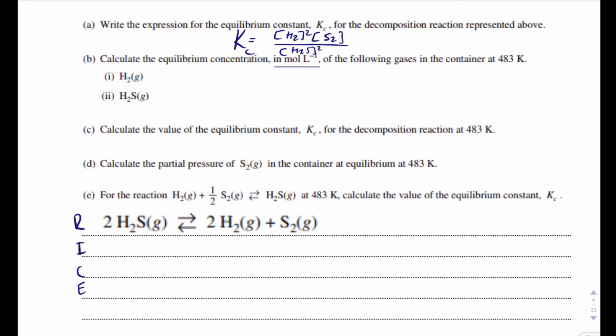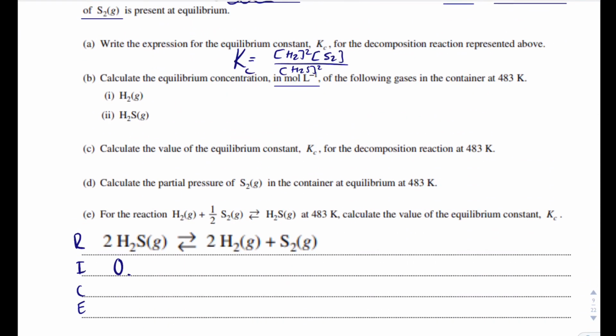Okay, so 0.08 molar. We have 0 for the initial. This will be minus x, is what a lot of people will say, but you've got to make sure you look at the coefficient. So minus 2x, plus 2x, and plus x: 0.08 minus 2x, 2x, and x. So the equilibrium concentration of H2 will be 2x, and the equilibrium concentration of S2 will just be x.